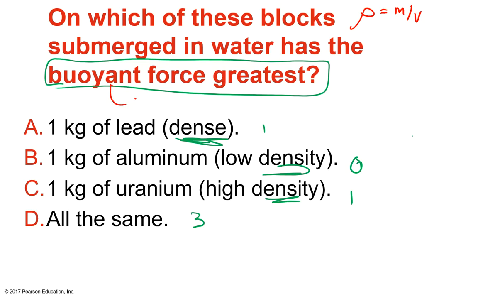What did the buoyant force depend on? It depends on the amount of water displaced. Yes. Density of the fluid, well, this is water in every case, so that's the same for all of them, times acceleration of gravity, g, that's the same for all of them, times the volume of the water displaced. So we need to solve that density equation for volume. If I take this equation right here, and I want to solve it for volume, what are the math steps to solve rho equals m over v for v?